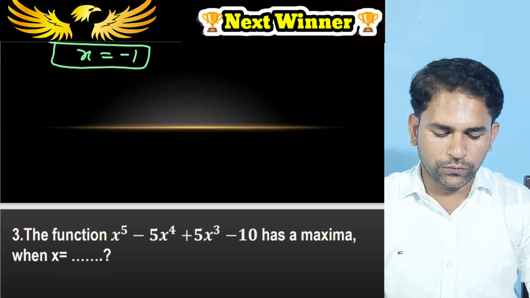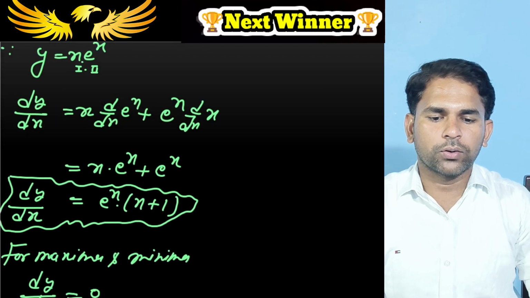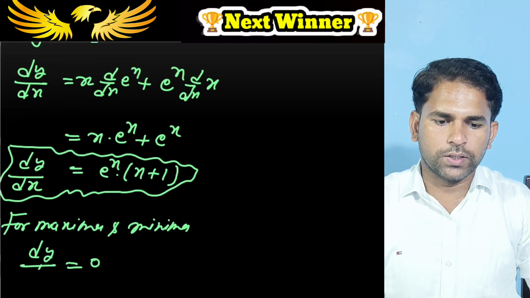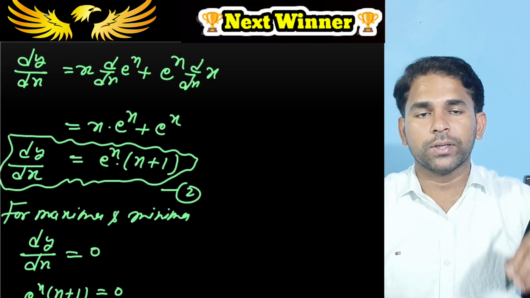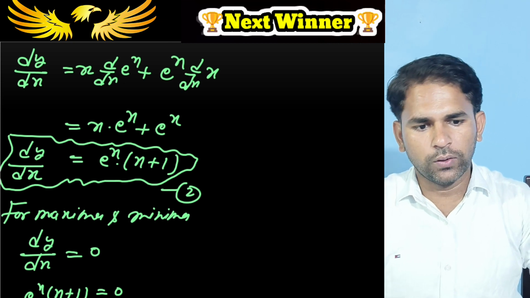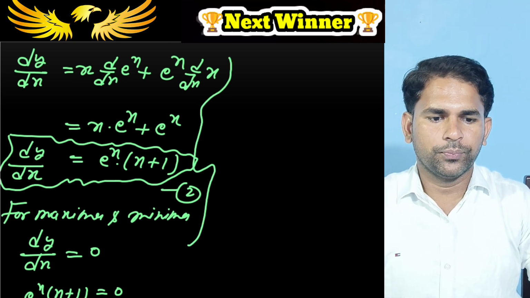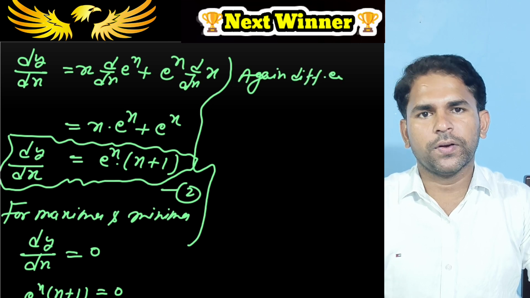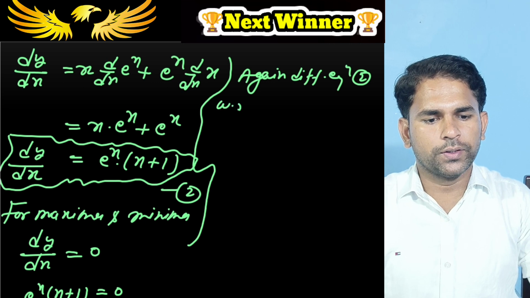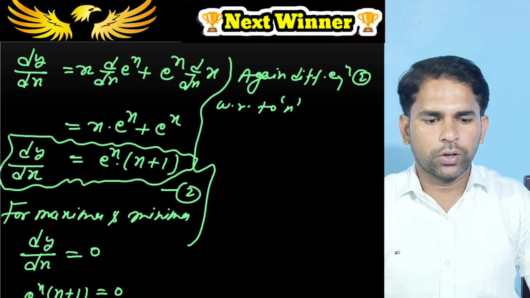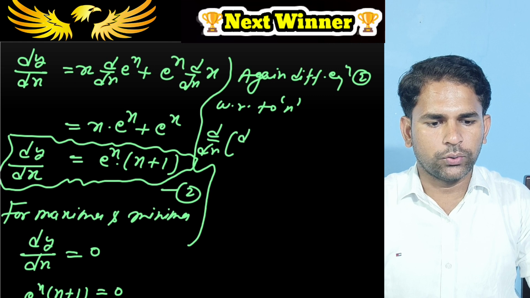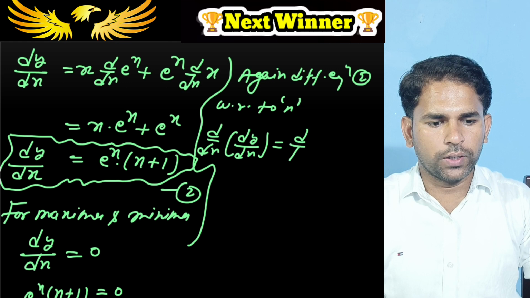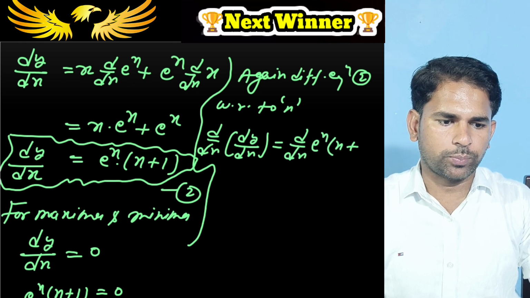So now again we are going to differentiate this value. This one we can say is equation number 1, and this one we can say is equation number 2. So equation 2 we are going to differentiate again. So we are writing here: differentiate equation 2 with respect to x. Very good. Now we can write d over dx of dy over dx is equal to d over dx of e power x into x plus 1.